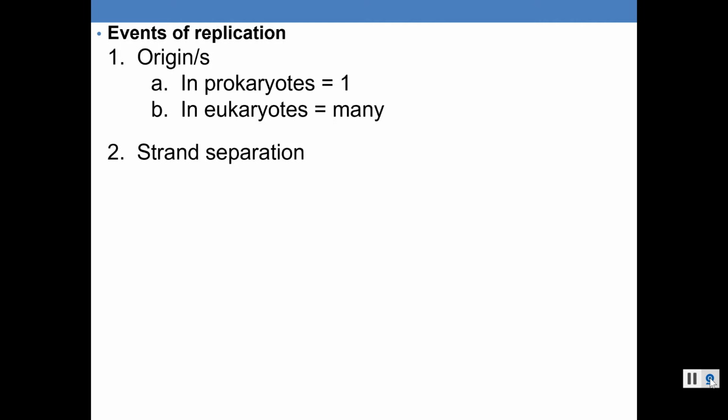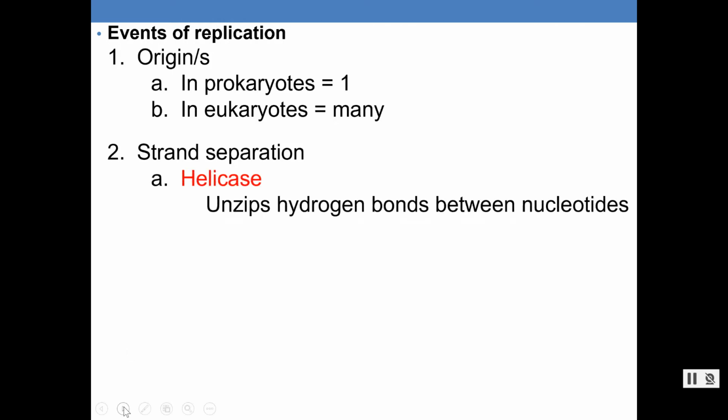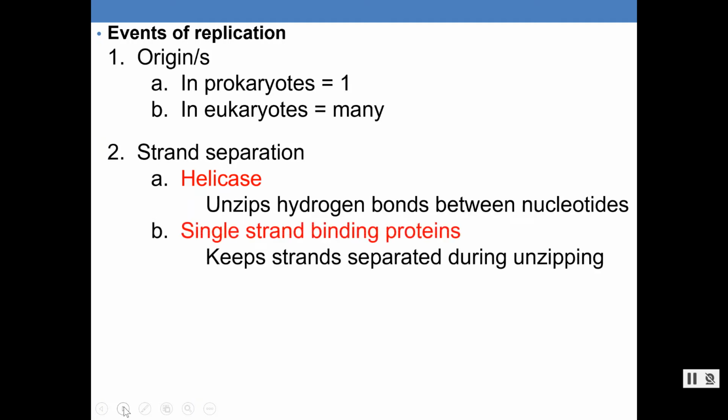Strand separation. So take a chance and go through these enzymes and see if you can figure out what's doing it. All right, first one. What was the first one? Helicase. What's its job? Unzips the hydrogen bonds. Second step that comes in for strand separation: single-stranded binding proteins. What's its job? It binds to single-stranded DNA and keeps it separated during that unzipping process.